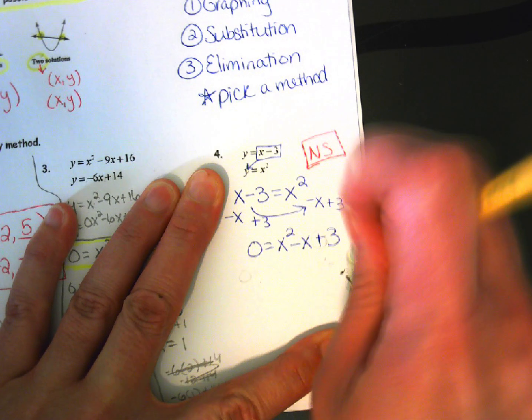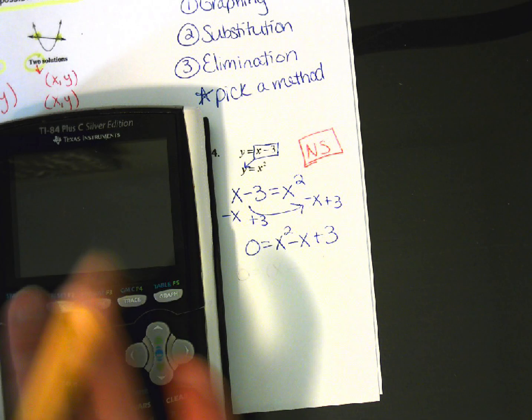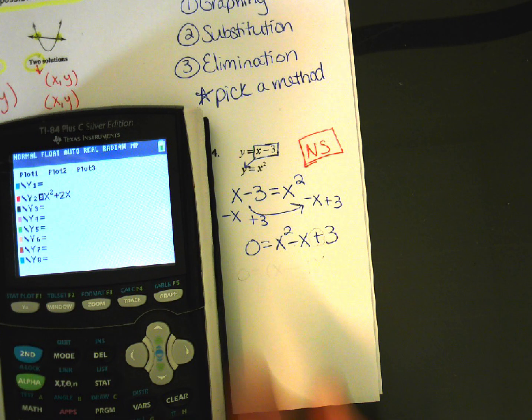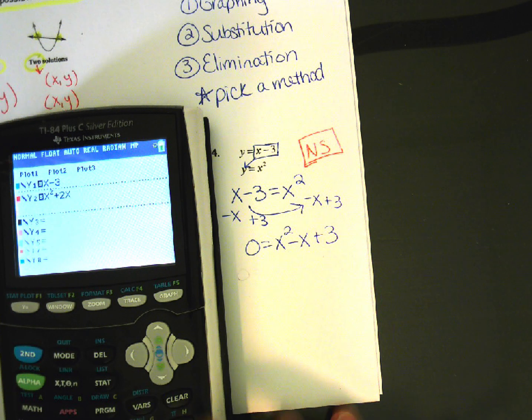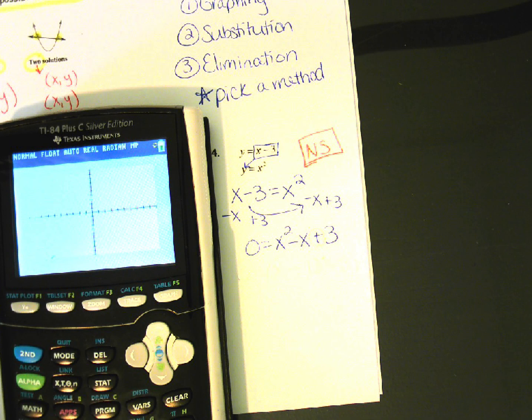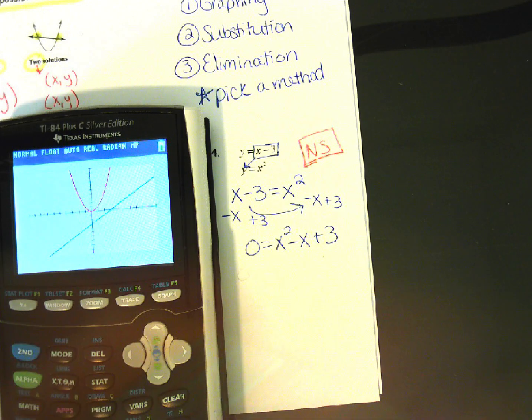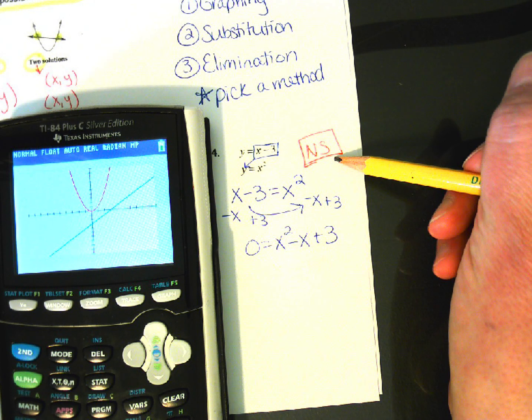So now maybe you go to your graph. Maybe you go to the graph and you type it in right here. And you see x minus 3 and then you see x squared and you hit graph and you watch it. And here comes the line. And then here comes the parabola. And do you notice that they never cross each other? They never cross. So then you know it's a no solution, okay?